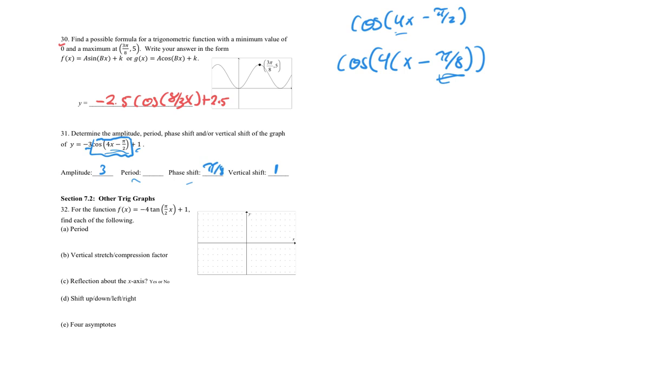But then we need to remember the formula that b is equal to 2 pi divided by our period. So our period is equal to 2 pi divided by our b. So that means our period will be 2 pi divided by 4, equal to pi over 2.